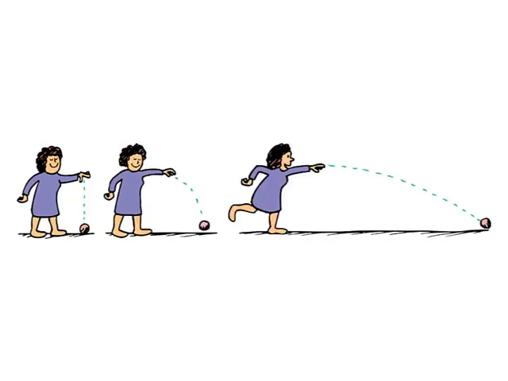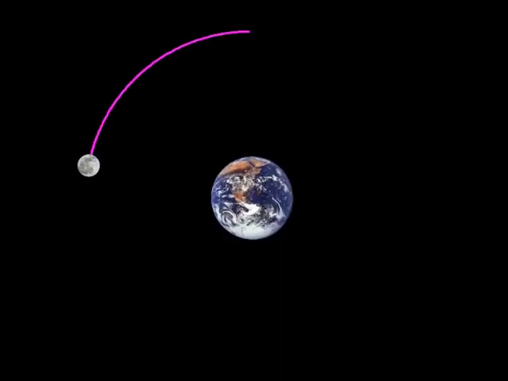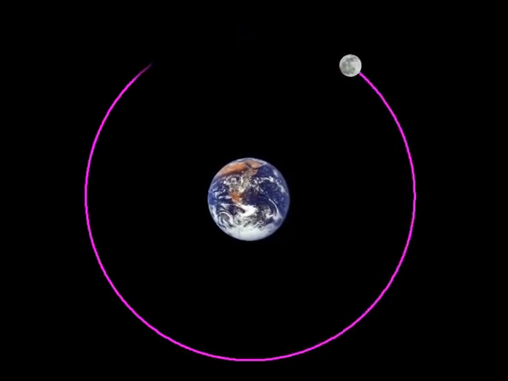If you drop a rock, it'll fall on a straight line path to the ground below. If you move your hand horizontally as you let go, the stone will land farther away. What would happen if the curvature of the path matched the curvature of Earth? An Earth satellite is a projectile moving fast enough to fall continually around Earth instead of into it.